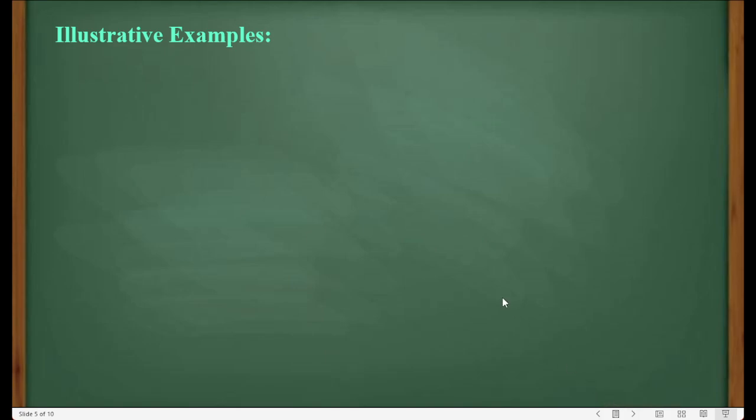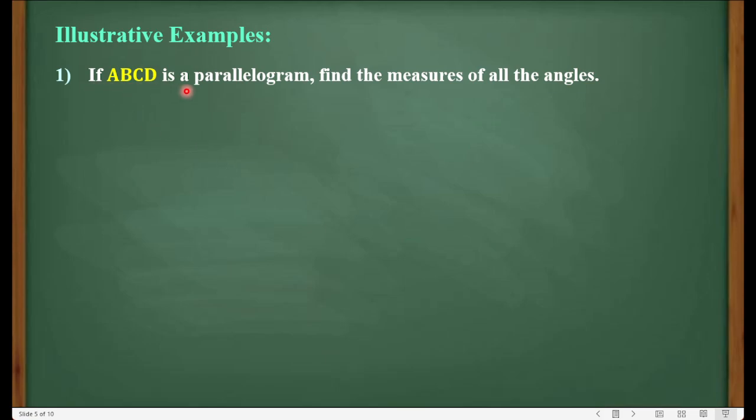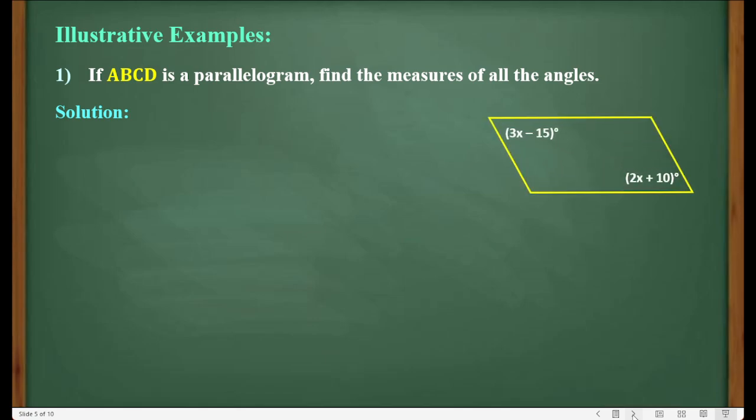Now, for you to understand these properties, let us apply them in some illustrative examples. Take, for example, in number 1, if quadrilateral ABCD is a parallelogram, find the measures of all the angles. Okay, so let us draw the given quadrilateral. Now, we have two labeled angular measures which are both in terms of x, and they are labeled on a pair of opposite angles. And we know that in a parallelogram, the opposite angles are equal. Therefore, this is quadrilateral ABCD. So since angle A and angle C are opposite angles, then they are congruent, which is one of the properties or theorems related to parallelogram.